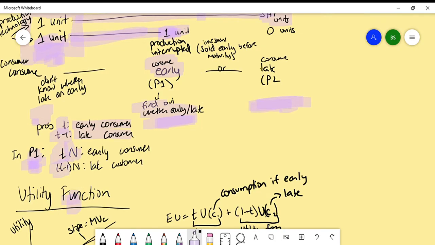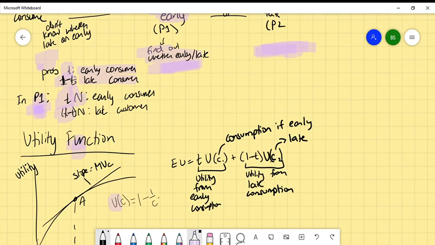Wait, hold up. Oh, I think it's supposed to be 1 minus t. Yeah, okay, that's supposed to be 1 minus t, 1 minus t consumers. I literally copied this. Okay, whatever. It is what it is.